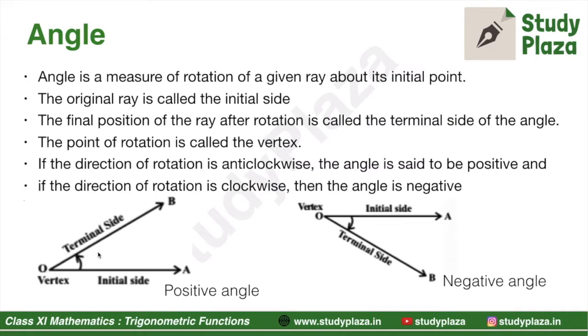Here OB is the terminal side, which is rotated from OA to OB position, and the point of rotation, the point O, is called the vertex. If the direction of rotation is anticlockwise, the angle is said to be positive. Here this angle is a positive angle. If the direction of rotation is clockwise, like this going downward, the angle is called a negative angle. So we have two types of angle. One is a positive angle when the rotation is anticlockwise, and another is a negative angle when the rotation is clockwise.